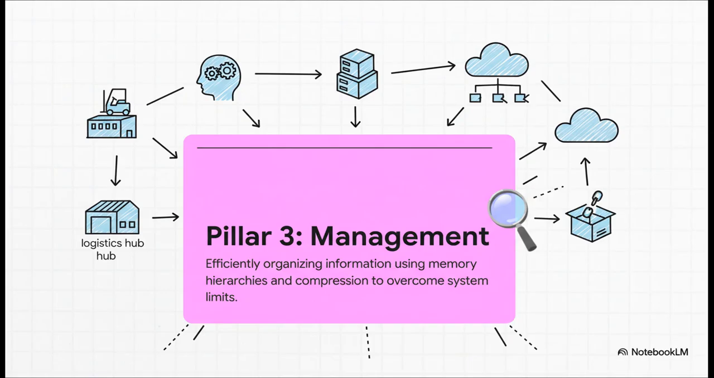And finally, we get to management. This is the logistics center. You see, an AI has a kind of short-term memory called its context window, and it's limited. It just can't remember everything at once. So this pillar is all about the clever tricks, like organizing, compressing, and filing away information so the AI can pull out the right memory at the right time without getting overwhelmed.